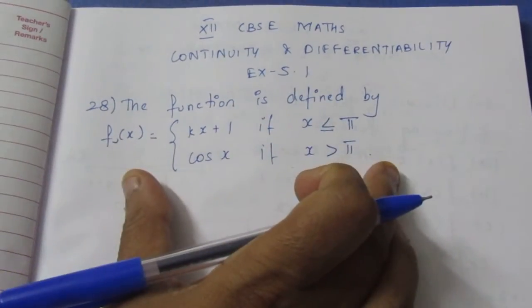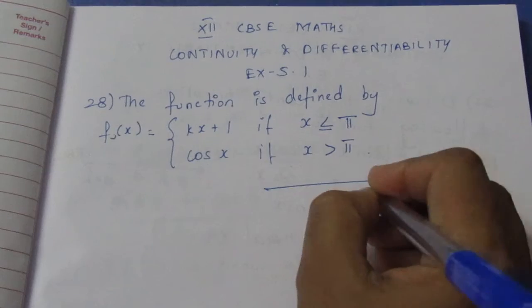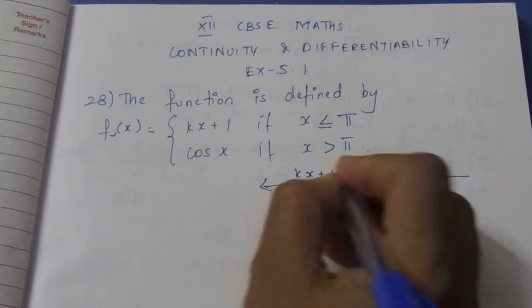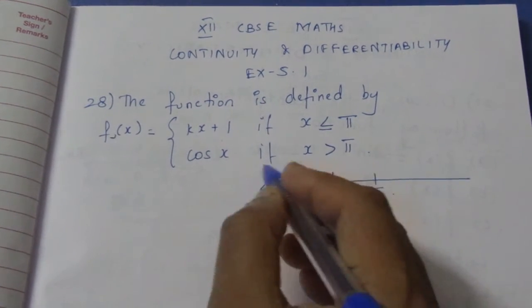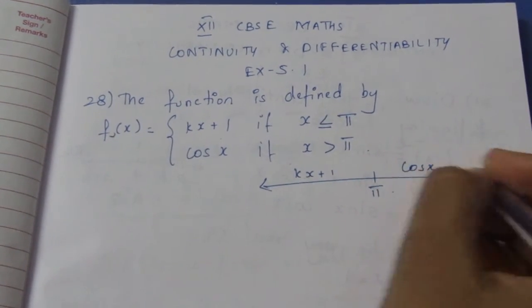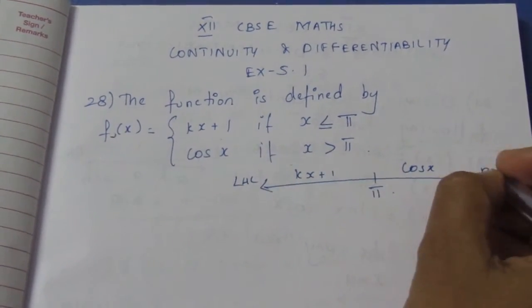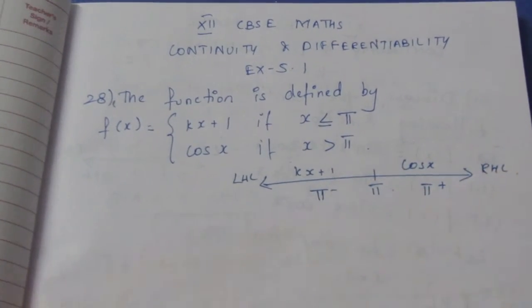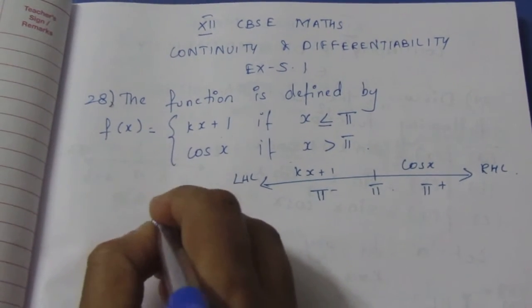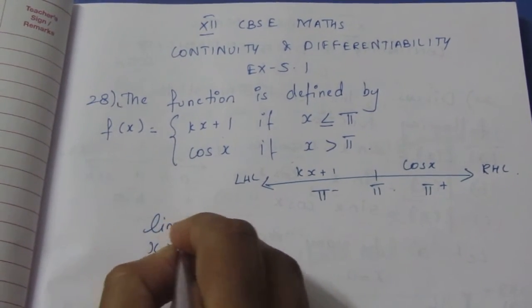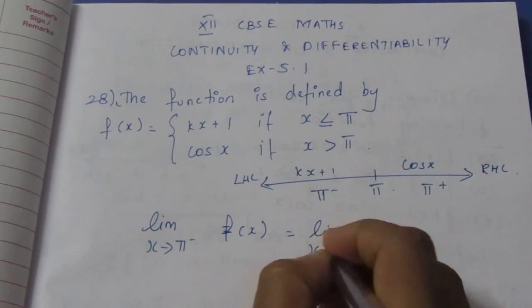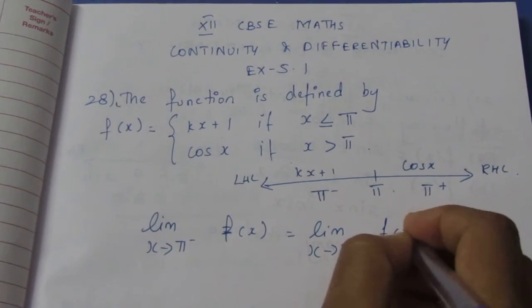So given that this is continuous, that means we are going to take pi. On the left hand limit it is given the f of x to be kx plus 1. On the right side, that is when x is greater than pi, it is cos x. So this is your left hand limit, this is your right hand limit, this is pi negative and this is your pi positive. Given that it is continuous, that means limit x tends to pi negative, f of x is equal to limit x tends to pi positive f of x.